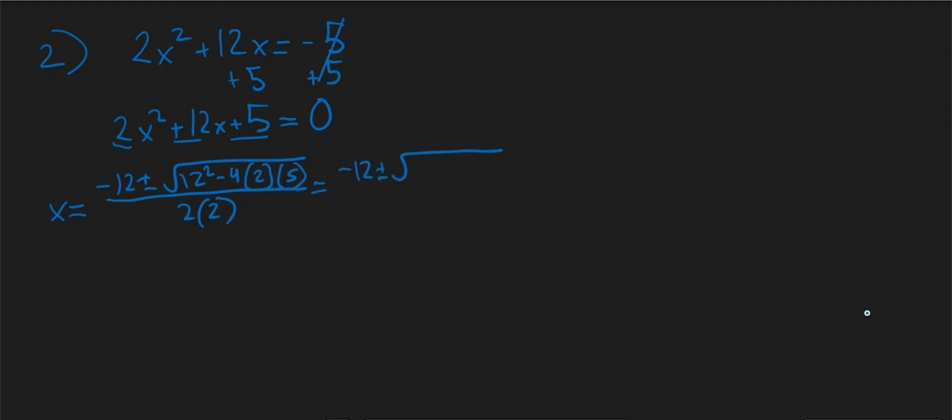The square root of 12 squared should be 144. And then we have minus 4 times 2 is 8, and 8 times 5 gives you 40, divided by twice 2, which is 4. All right, and that gives you negative 12 plus or minus the square root of 144 minus 40, which gives you 104. And then at the bottom we have a 4.